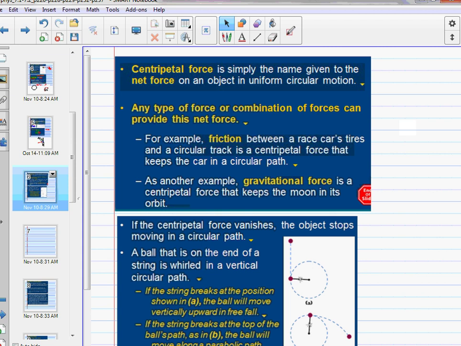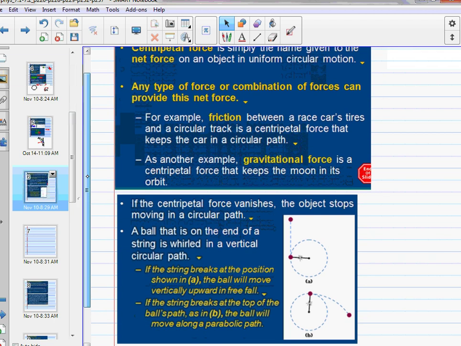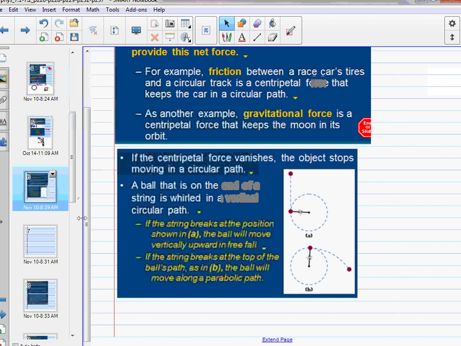Centripetal force is simply the name given to the net force on an object in uniform circular motion. Any type of force or combination of forces can provide this. For example, friction between the race car's tires and the circular track is what provides the centripetal force that keeps the car in a circular path. So this becomes more and more important as the road gets wet and you start losing some of the ability of the tires to stick. The coefficient of friction goes down when it gets wet between rubber and concrete, and so it can provide less force. So you're going to spin off that road much more easily. You know that intuitively, but there's the physics reason to put with it.